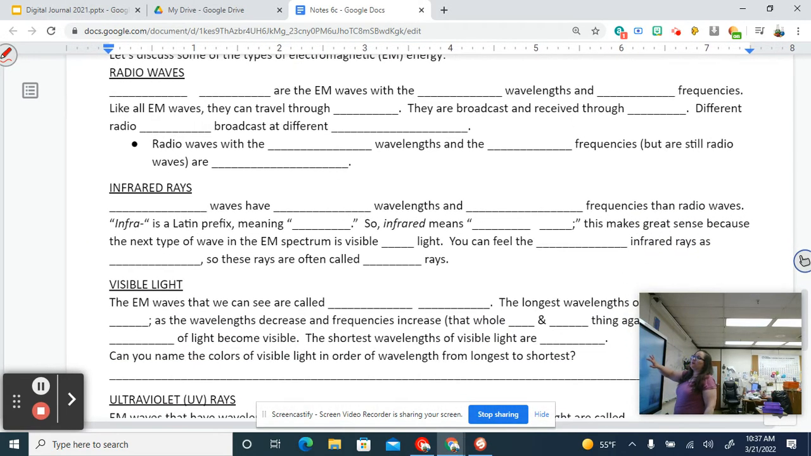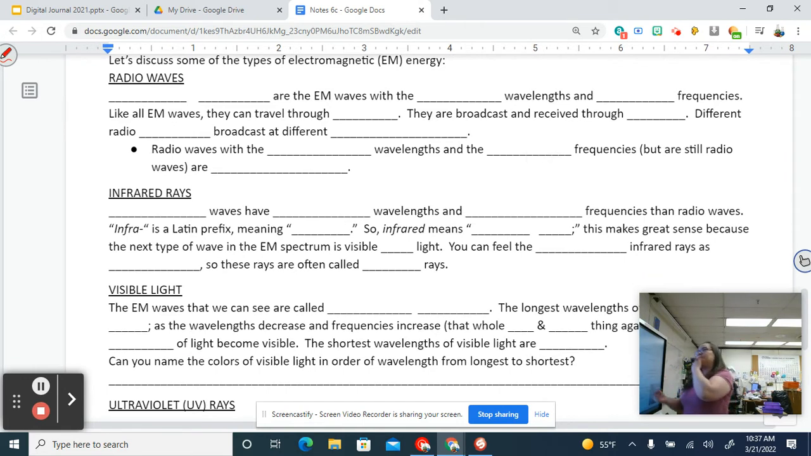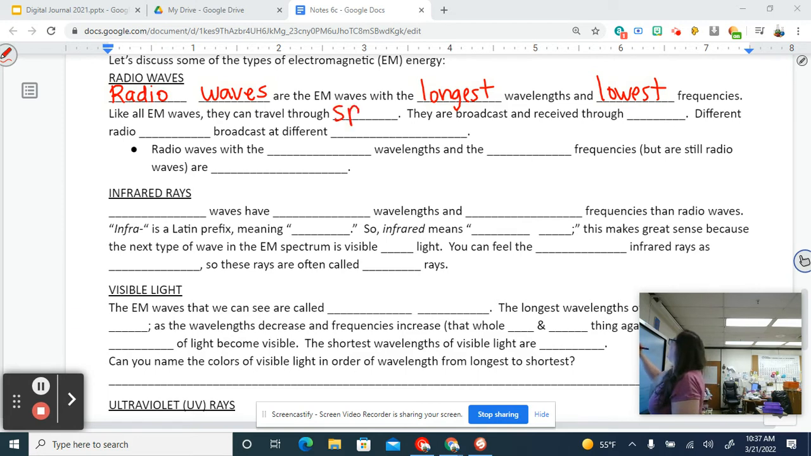the different types of electromagnetic energy. So radio waves. Radio waves are the EM waves with the longest wavelengths and the lowest frequencies. Like all EM waves, they can travel through space. So the sun actually produces the whole electromagnetic spectrum. They are broadcast and received through antenna.